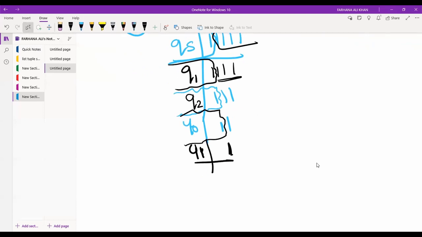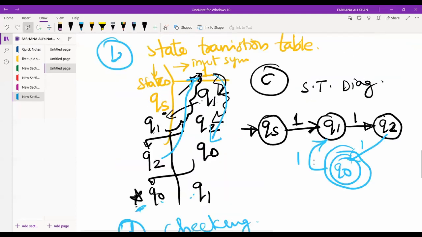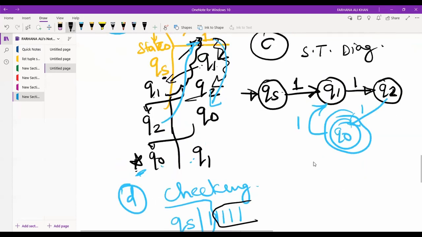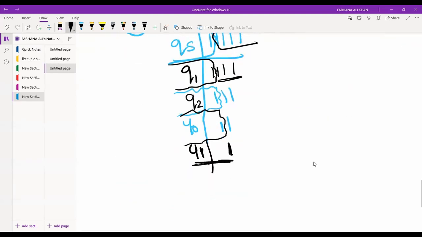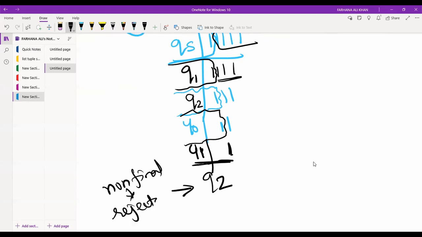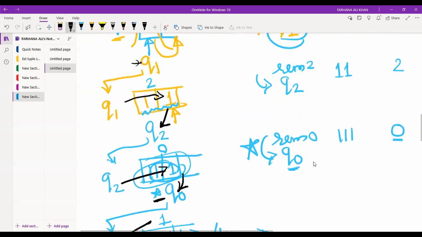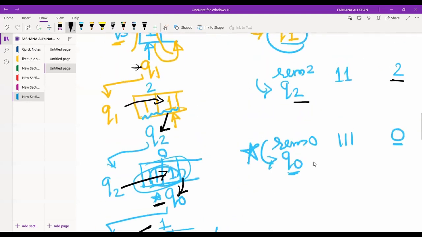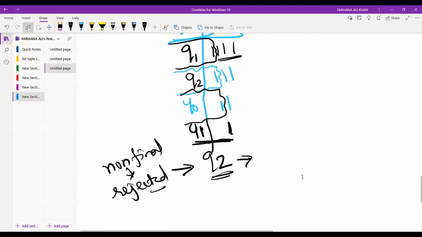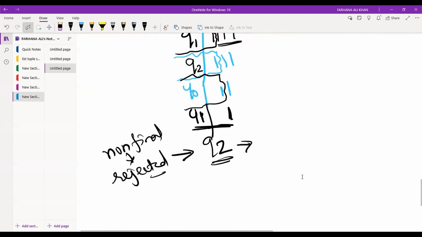Now Q1 on 1, from the table, goes to Q2. So we have reached Q2. That means whenever your result ends at a non-final state, the non-final state represents that your string is rejected. What is this Q2? Q2 represents remainder 2. So this string is rejected by your FA.